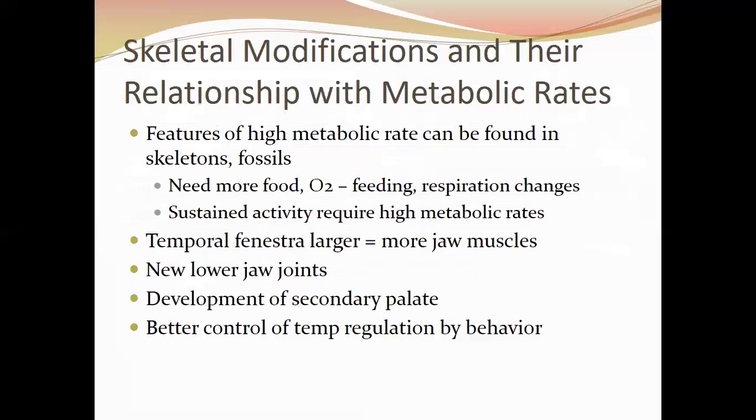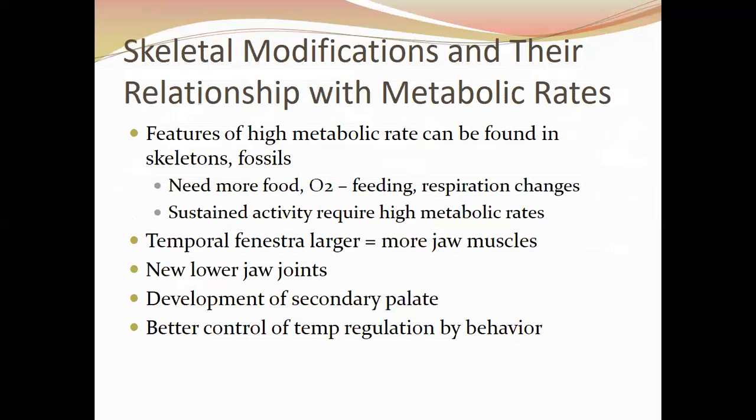There are some skeletal modifications, though, that we will at least mention. And remember that we can use the skeleton to make inferences about the rest of the body and then about the physiology, ecology, and behavior. There are certain skeletal features or anatomical features that are characteristic of organisms with high metabolic rates.